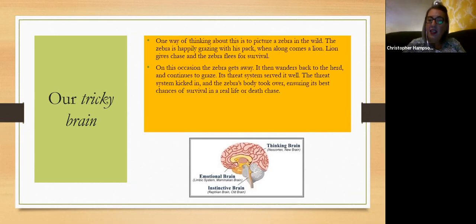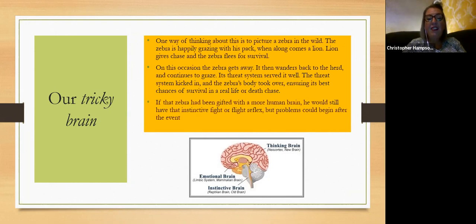The threat system kicked in and the zebra's body took over, ensuring its best chances of survival in a real life or death chase. If that zebra had been gifted with a more human brain, he would still have that intrinsic fight or flight reflex, but problems could begin after the event.